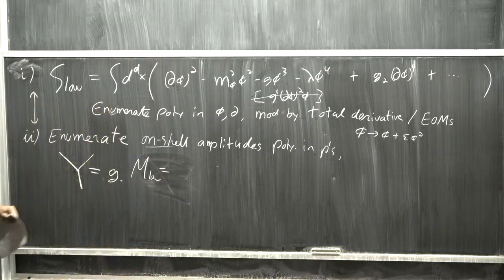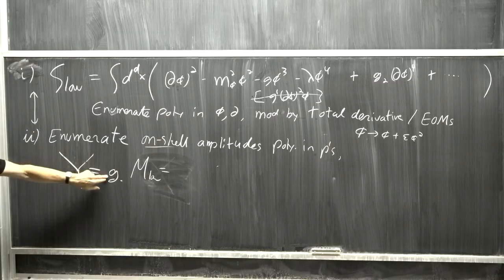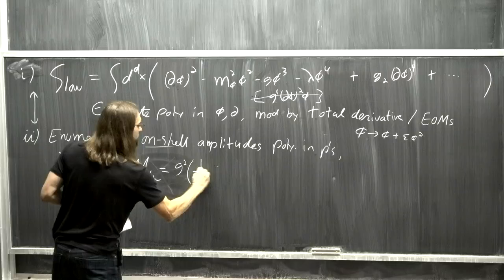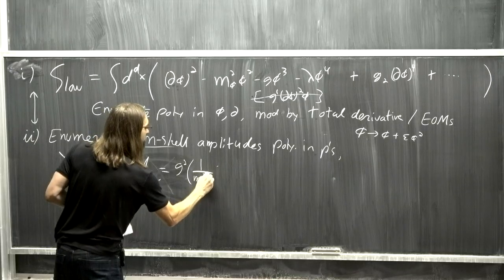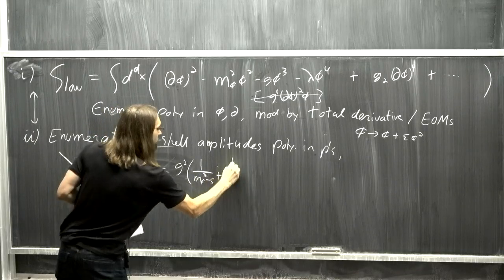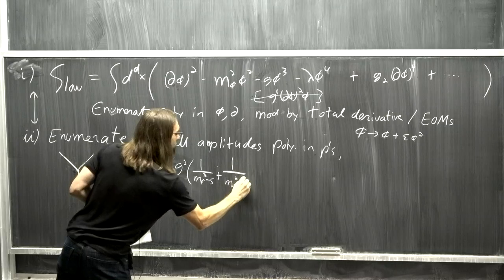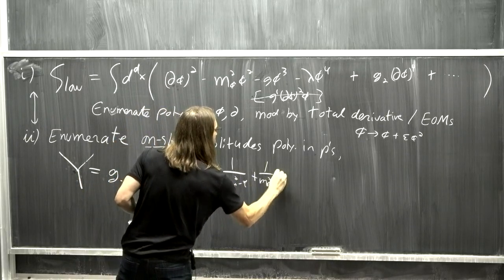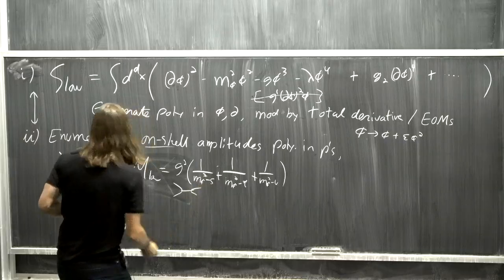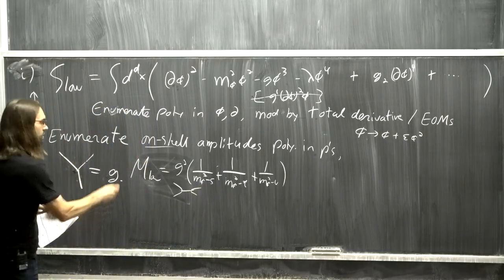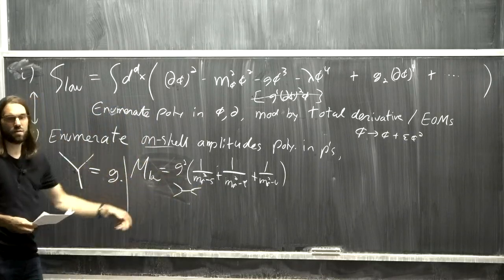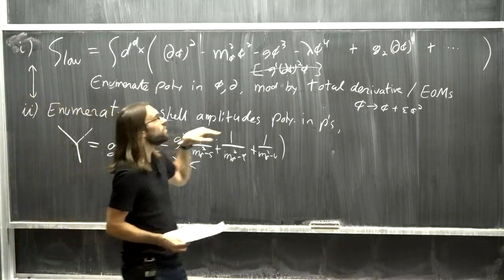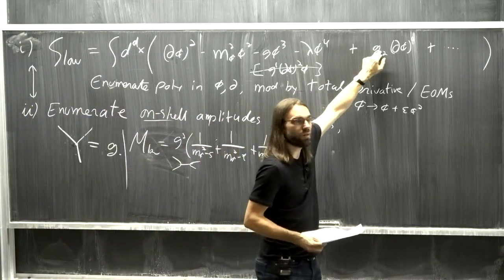So the 2 to 2, 4-point function, once you said that this g is there, you can write the exchange diagram. So you have something like this: 1 over m phi squared minus s, plus 1 over m phi squared minus t, plus 1 over m phi squared minus u. This is just this diagram. Once you said that this vertex exists, you're forced to have these guys. And then all the other things you can have will correspond to contact interactions between 4 points.